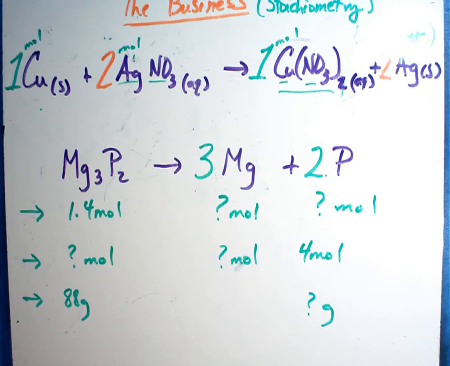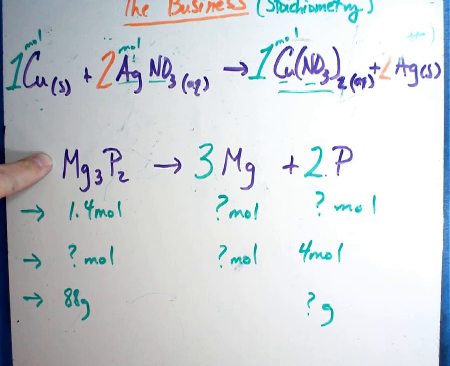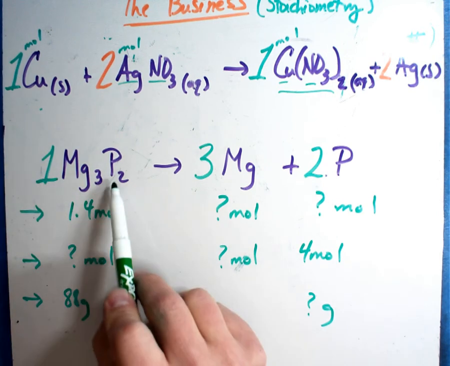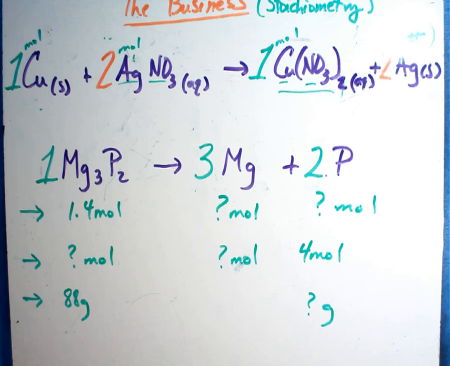All right, here's what I want you to do in this one. I gave you a new reaction here, Mg3P2, and I've already balanced it. I should go ahead and put in my 1 just in case, to make sure. I've balanced it: 3 magnesium, 2 phosphorus, and I gave you a couple of questions.